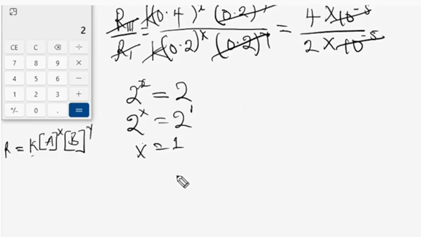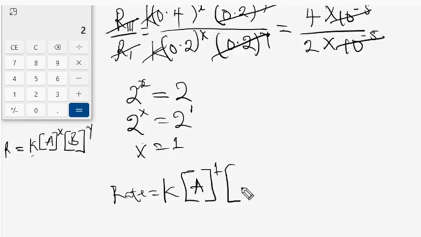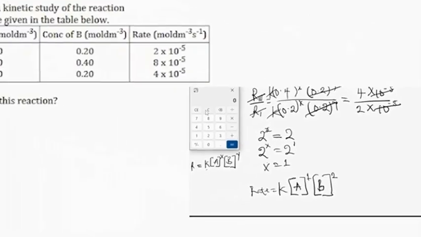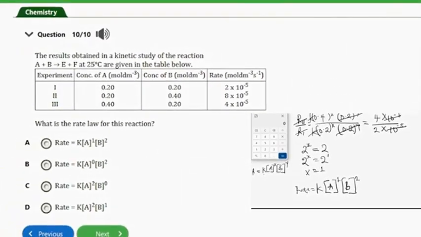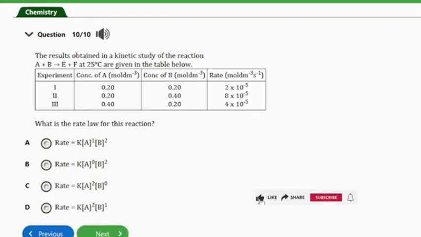So with this, we can have this stated as our rate is equal to k times A to the power of 1, since our x is 1 here, and then times B to the power of 2, we got our y to be 2. So that's it for this question, and the answer to this question will be option A, and that's the correct answer to this question. So let's go ahead and wipe this, and this is where we'll end this video, guys, for today.